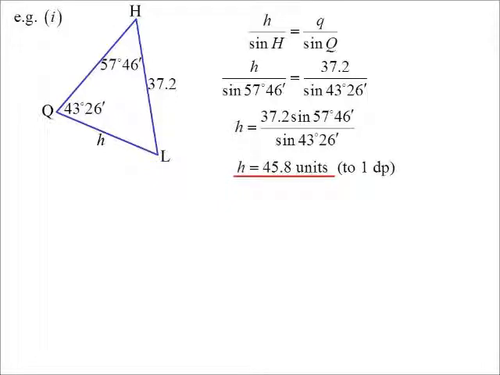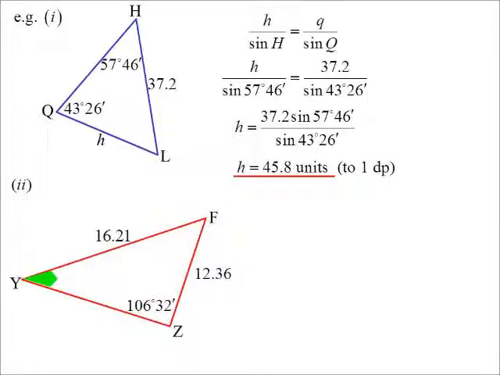I usually just match whatever the question is. The question's given it to me in one decimal place. So if they don't tell me, I'm going to match it, because I know for sure I'm not going to get an exact answer with angles like 43 degrees, 26. They're too awkward to get exact answers.